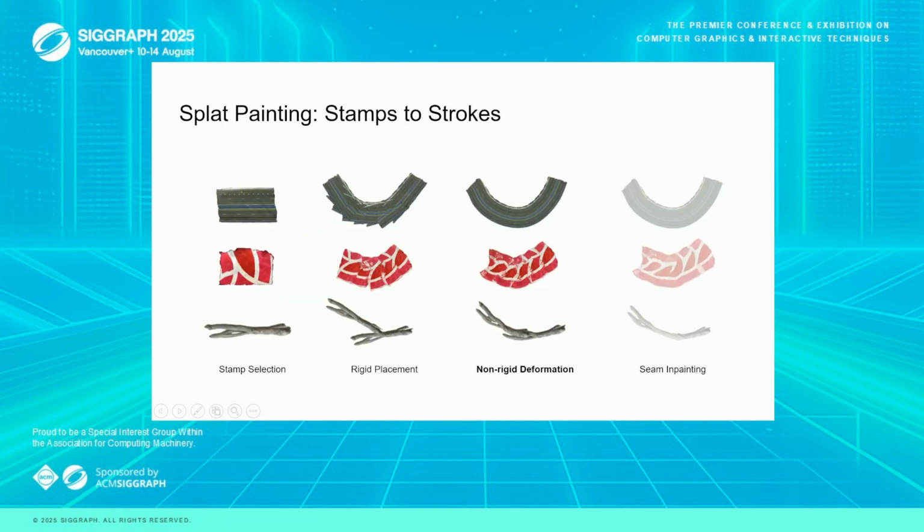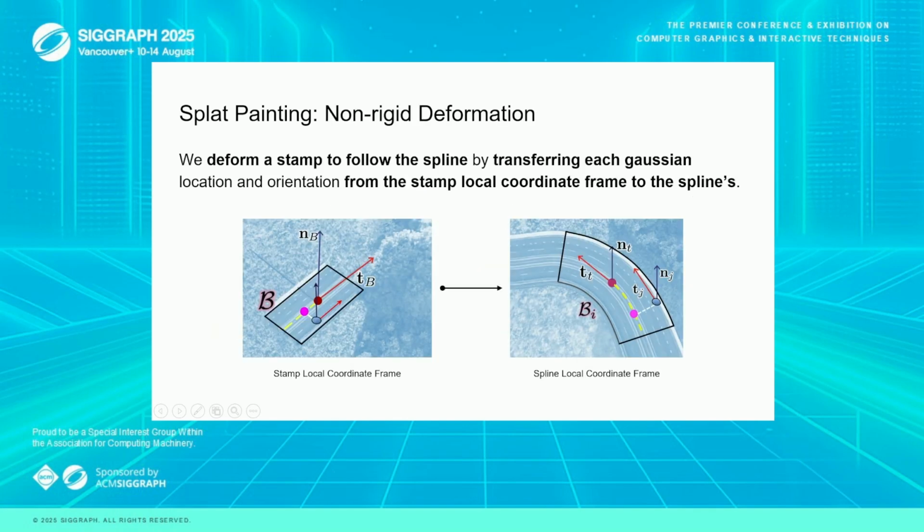So as you can see in the image here, in the second column, all we've done is build a representation for the user's stroke and duplicated the stamp and used a set of rigid transforms to place it along the stroke. Clearly, this isn't good enough, so now we'll apply a non-rigid deformation to each of these individual stamps that we've pasted along the stroke. The non-rigid deformation we use is really simple actually, just transferring each Gaussian location and orientation from the stamp's local coordinate frame to the spline's coordinate frame.